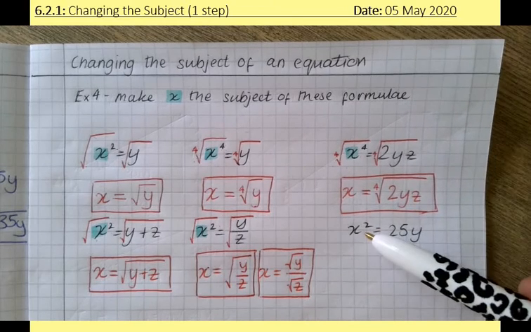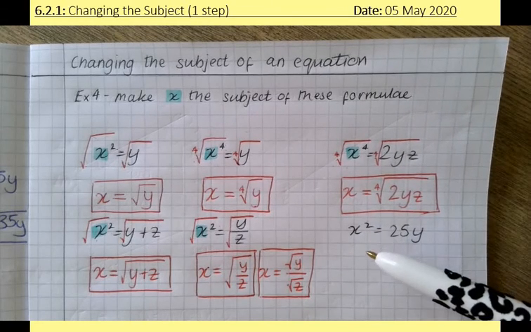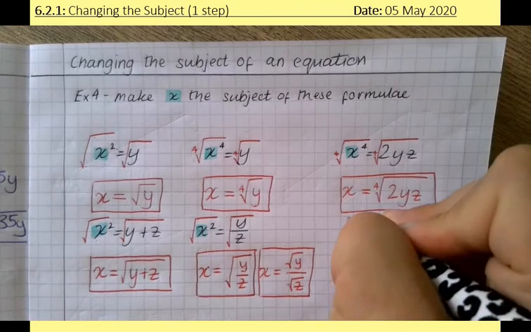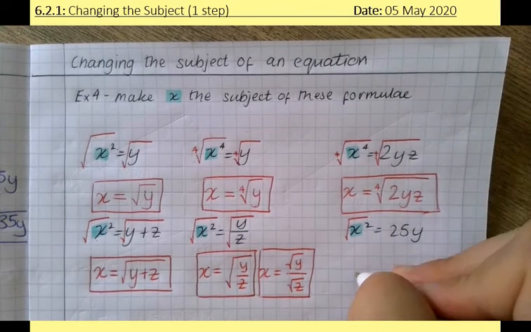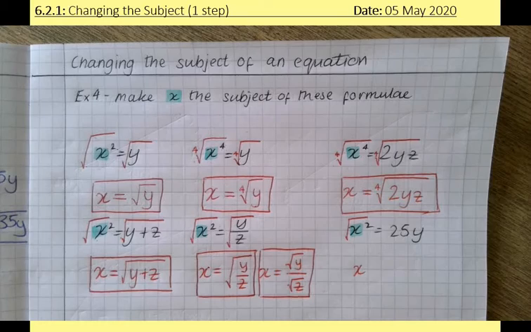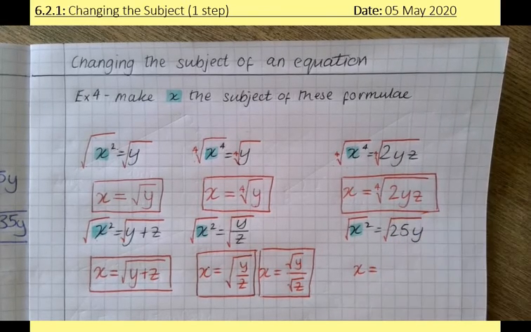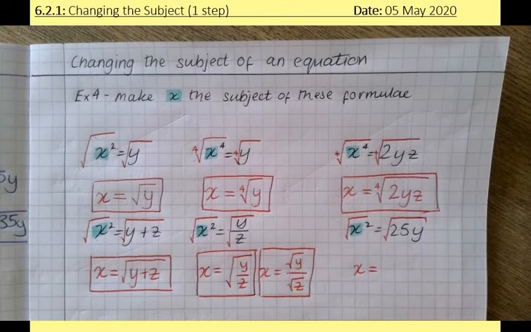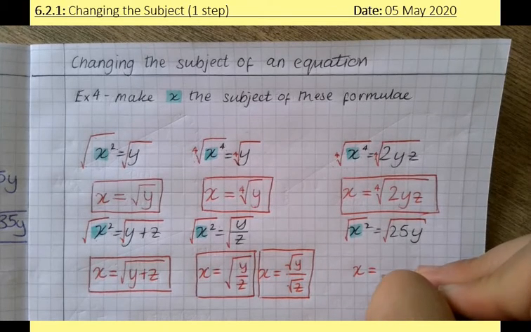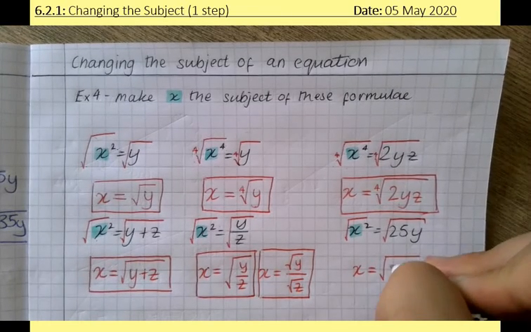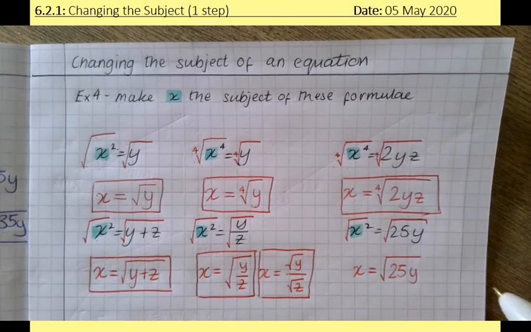Okay, and this last question, we have x squared again. So if we want to make x the subject, then we have to do the square root, don't we? Because that's the inverse of square. They will cancel each other out and leave us with x. And then we're going to have to do the same thing to the other side. So we have to do the square root of 25y, the whole thing. So I'm going to have the square root of 25y.